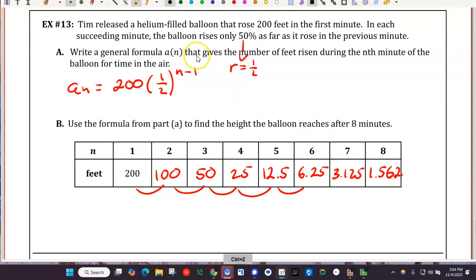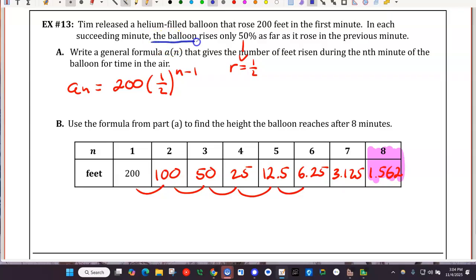So after 8 minutes of going only up, is this the height of the balloon right here? Now, hopefully we can look at that and say, common sense, no, it's been going up nonstop. How could it be going up nonstop and then we're only 1.5 feet off the ground? So we have to read this carefully because our data is not wrong, but how to interpret it might need a little work. If you look back at it very carefully, each succeeding minute, the balloon only rises 50% as far as it rose in the previous minute.